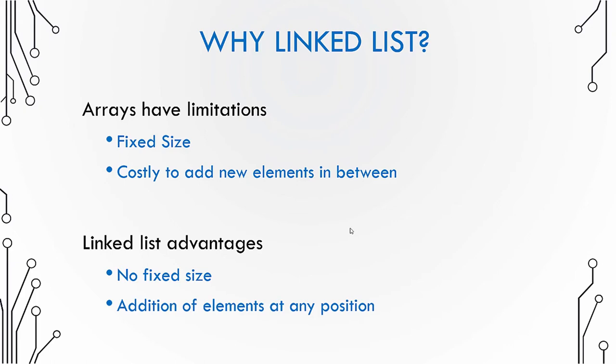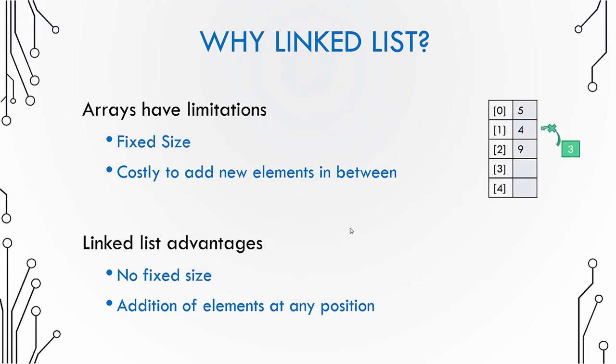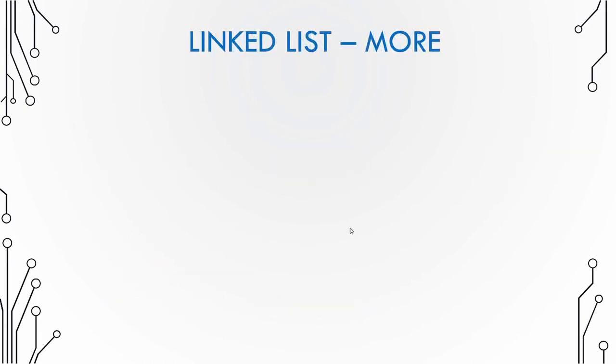Now, what do you mean by it is costly to add new elements in between? Well, for example, if you have this array where you have 3 elements, and if you have to insert a number 3 in between these elements, so if you have to insert 3 in place of 4, you need to shift down 4 and 9. So it is kind of costly to add new elements in specific positions if there is already some element there. Now, a linked list is a collection of objects. We usually call these objects nodes. So it is basically a collection of nodes.